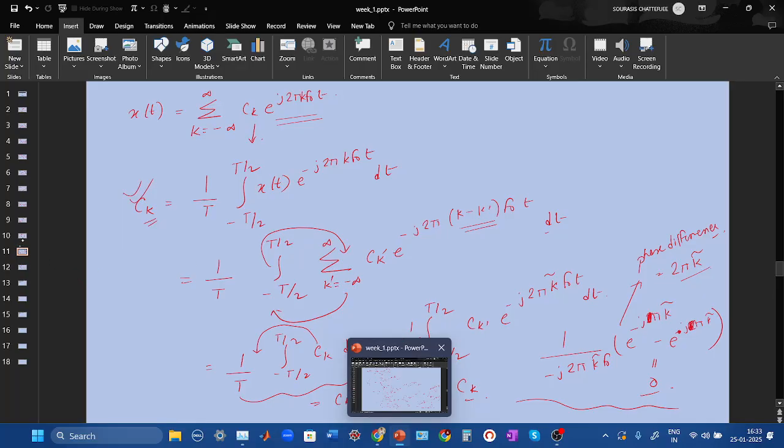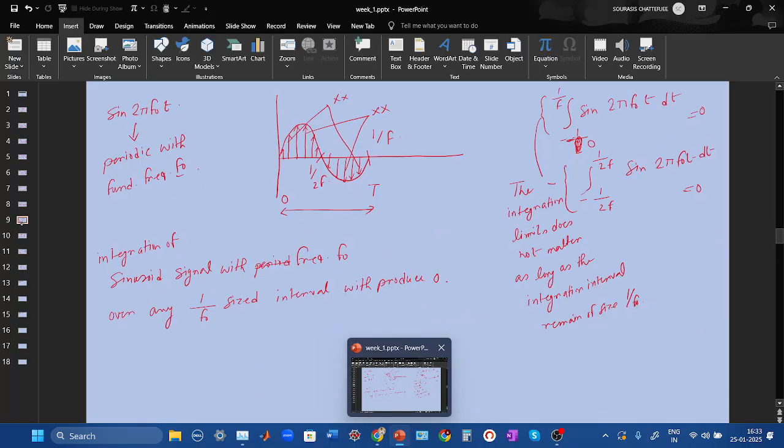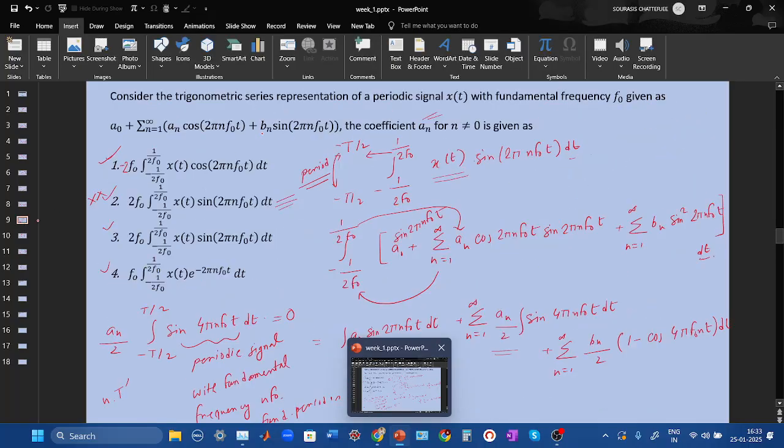And exactly something similar is happening here. You can see your complex sinusoid corresponding to an is not complex, because the sinusoid is cos 2 pi n f t. So basically you are multiplying xt with the sinusoid and taking the integral over the entire fundamental period. That's how you obtain the coefficient an.